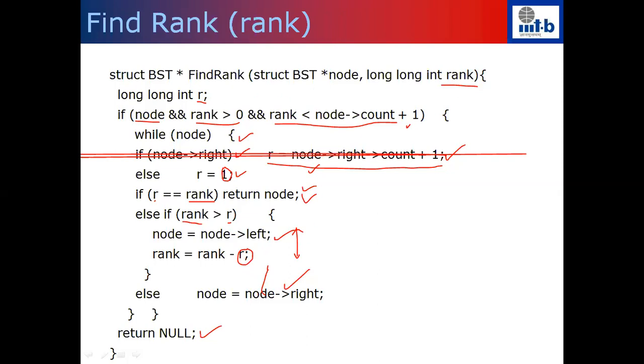Again, this will run in order log n because the complexity of this algorithm is exactly the same as the search, because at every comparison you either terminate or you go to the left side or right side. So the number of comparisons done by this algorithm is exactly equal to the height of the tree, which is log n.